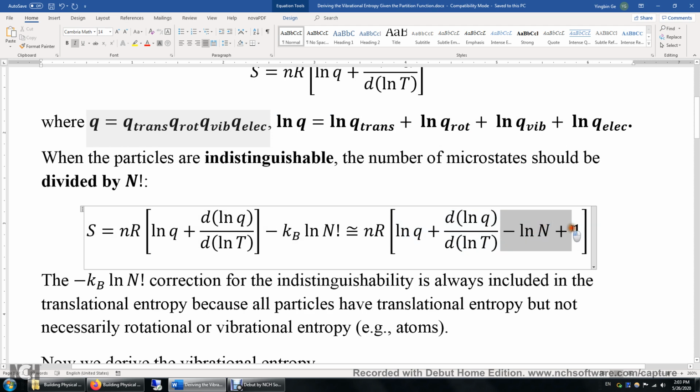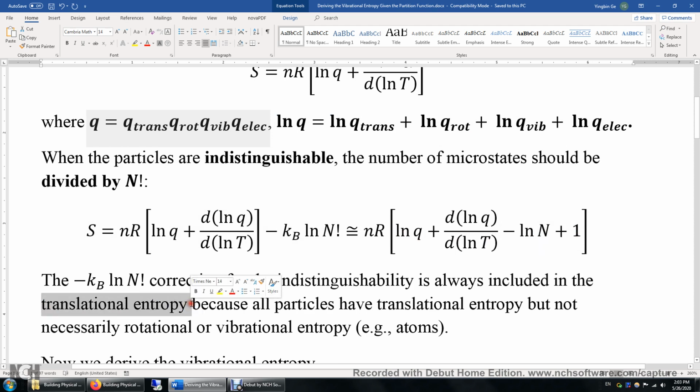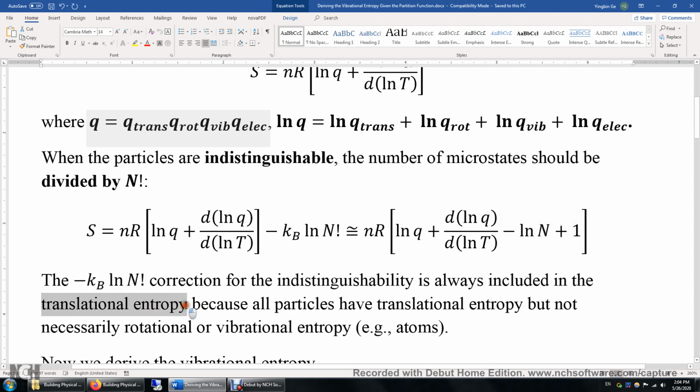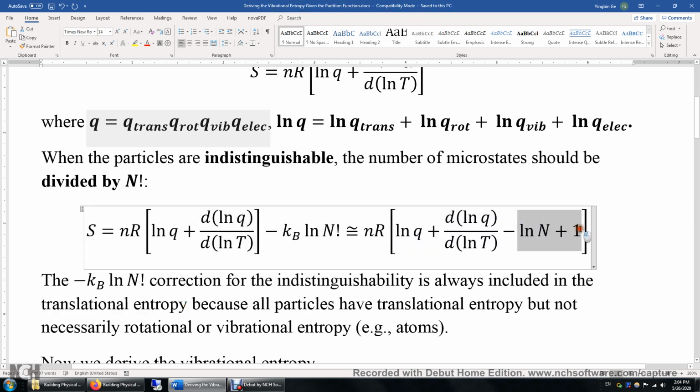Now what about this correction? This correction is often included in the calculation of the translational entropy. And it's included only once. Again, we should not double count the correction, therefore we just include it once in the calculation of the translational entropy.